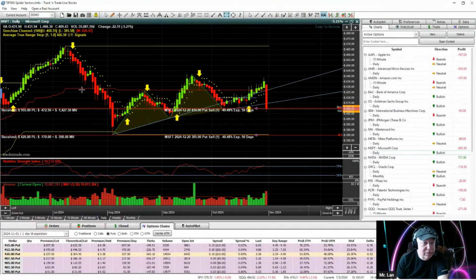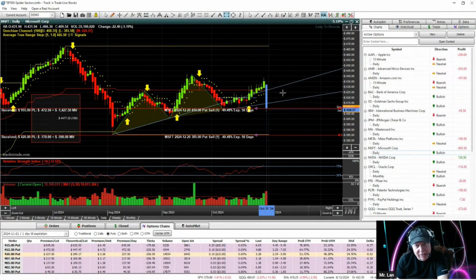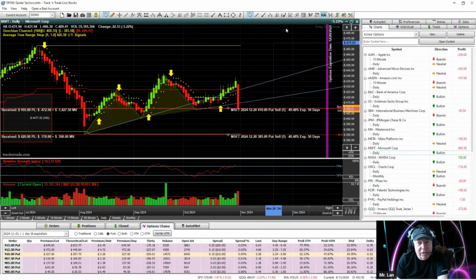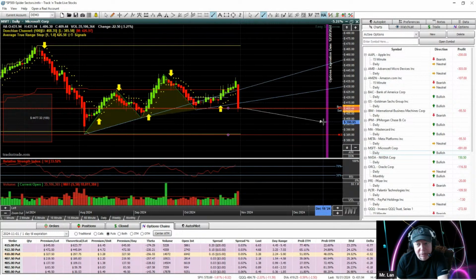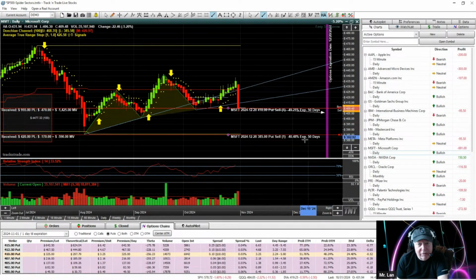Remember, these numbers don't pertain to you unless you decide to bail out. If you decide to bail out of your position, then yeah, those numbers pertain to you. But since we're not bailing out of our positions, those numbers don't pertain to us. So we sold it for $9.55. We're going to get our $9.55, and we may get assigned some shares of Microsoft if it touches that purple line underneath that red line. They'll give us our shares.